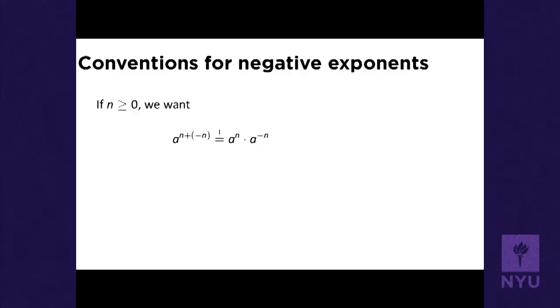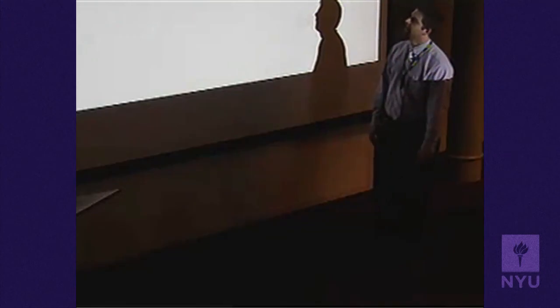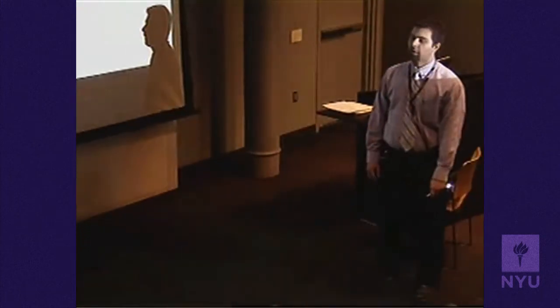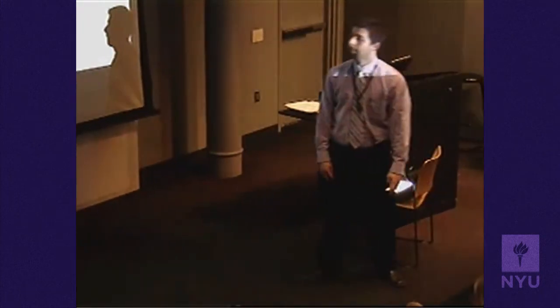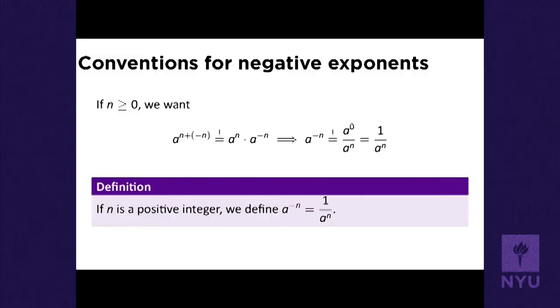So can we use the same philosophy to figure out what powers should be when the exponent is negative? Well, we just discovered what a to the 0 should be. It should be 1. So let's write 0 cleverly as n plus negative n. And if we can do that, then we could write a to the n plus negative n as a to the n times a to the negative n. And since we want that to be 1, we can solve for a to the minus n. It would be 1 over a to the n.